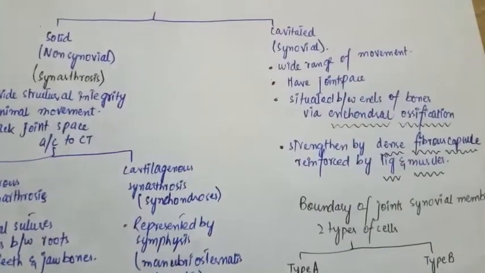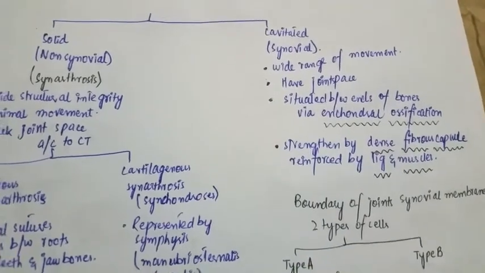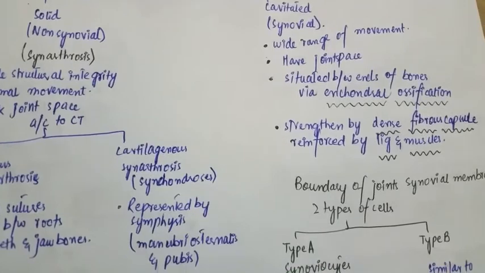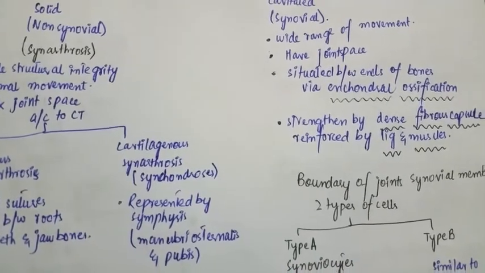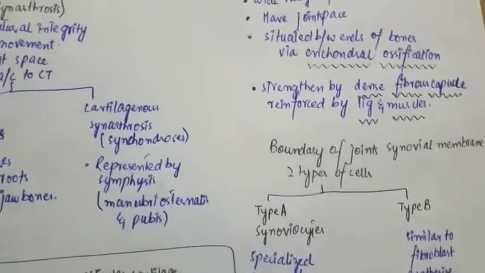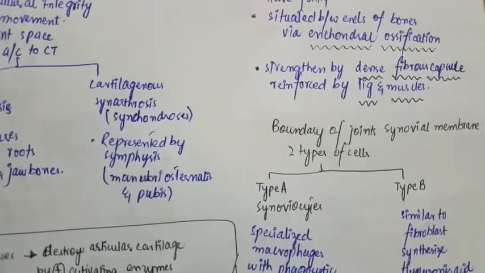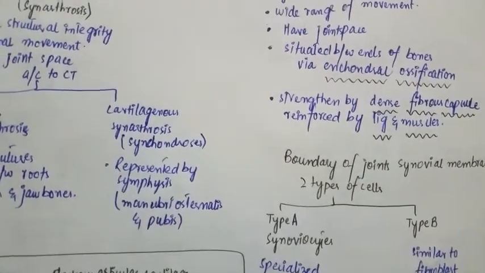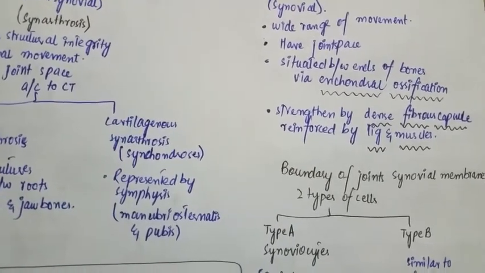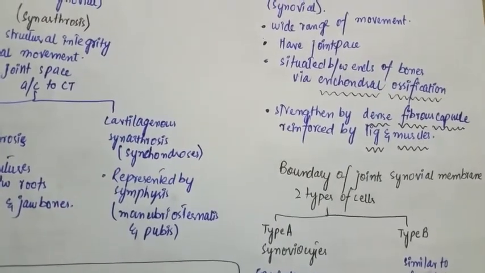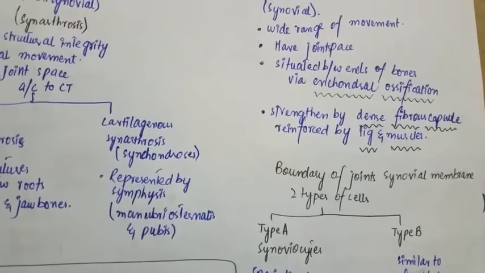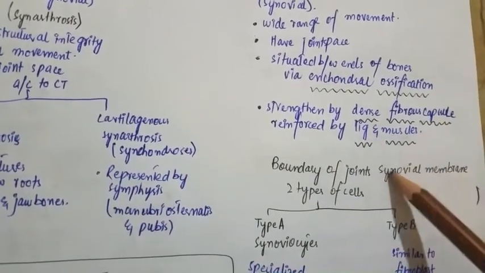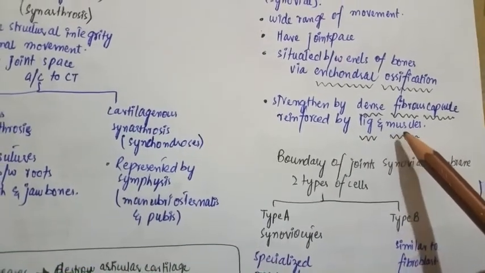Now come to the cavitated or synovial joint. This provides a wide range of movement, having a joint space and situated between two bones via endochondral ossification. It is strengthened by the dense fibrous capsule, reinforced by the ligaments and the muscles, and the cartilage present in the synovial joints is the hyaline cartilage. So basically there are four structures: the dense fibrous capsule, the ligaments, the muscles, and hyaline cartilage.